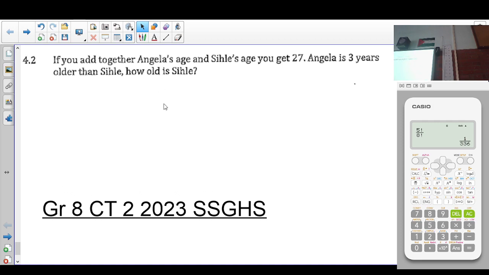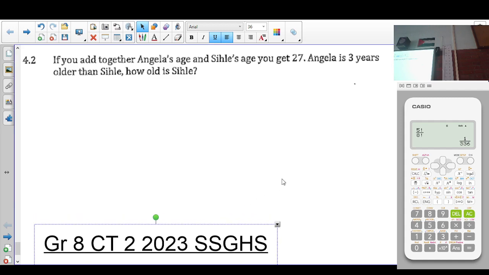If you add together Angela's age and Sheila's age, you get 27. Angela is 3 years older than Sheila. Who's younger? Is it Sheila? I say Sheila. Right, who's younger? They say Sheila.